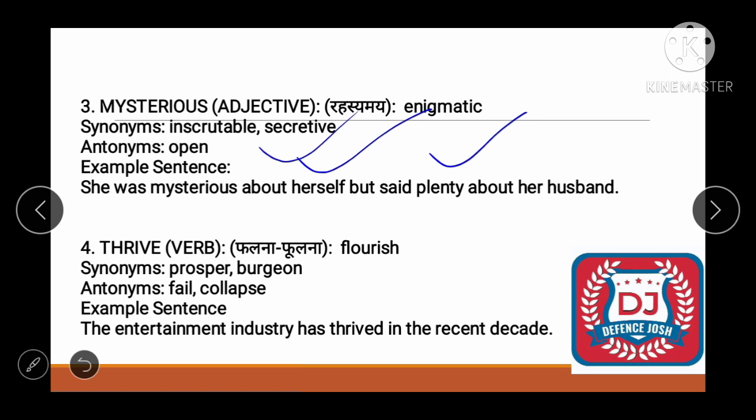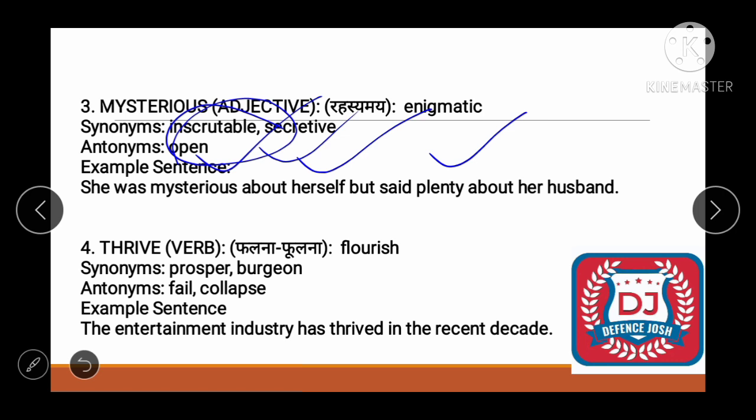All right, then what would be the opposite? Open. The thing which is not open to you, you can say mysterious. The things are mysterious and secretive. Okay, which is impossible to understand is known as inscrutable.